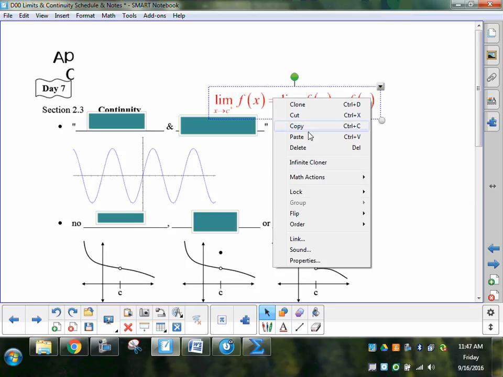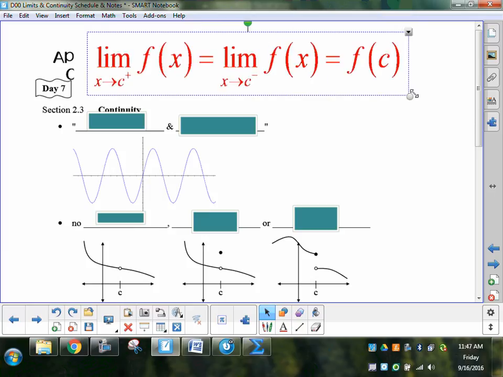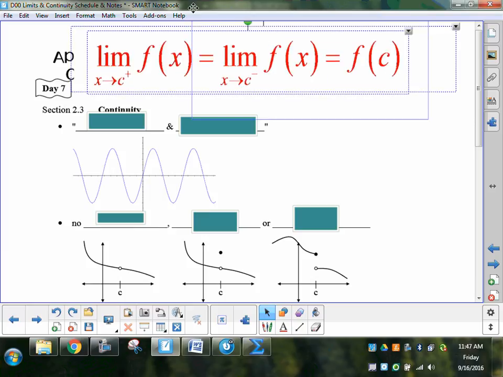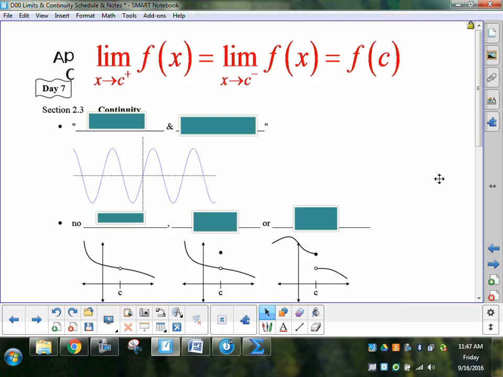Somewhere at the top of your paper, order, bring to front, you're going to want to get this down nice and big. That is the definition of continuity. The limit from the positive side as we approach any number is equal to the limit from the left. So they're converging on the same values everywhere. The left and right hand sides are always going to meet, and at that value, the function value equals what those limit values are. Make sure that that's down.